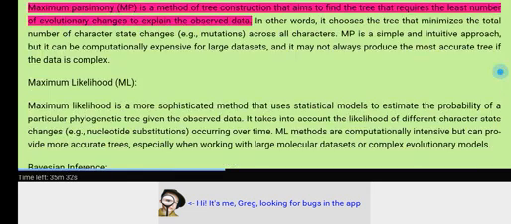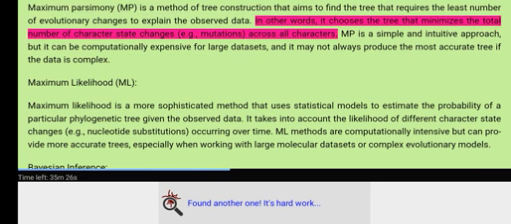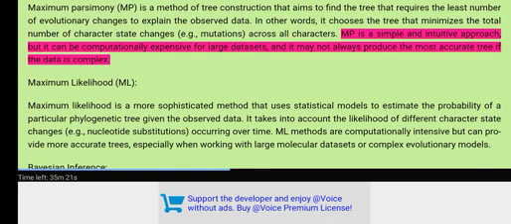Maximum parsimony. Maximum parsimony (MP) is a method of tree construction that aims to find the tree that requires the least number of evolutionary changes to explain the observed data. In other words, it chooses a tree that minimizes the total number of character state changes, e.g., mutations, across all characters. MP is a simple and intuitive approach, but it can be computationally expensive for large datasets, and it may not always produce the most accurate tree if the data is complex.